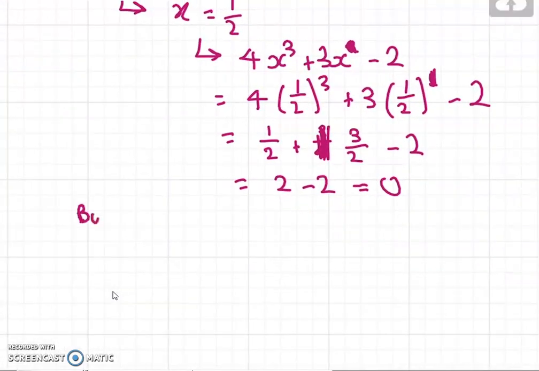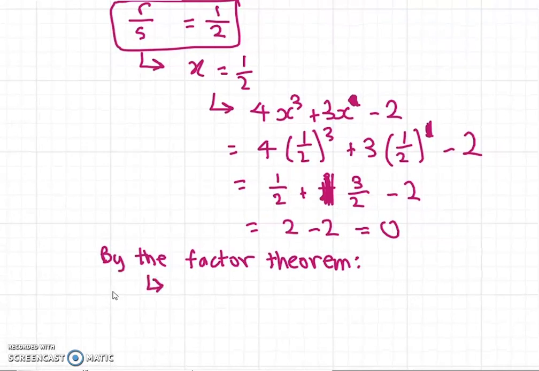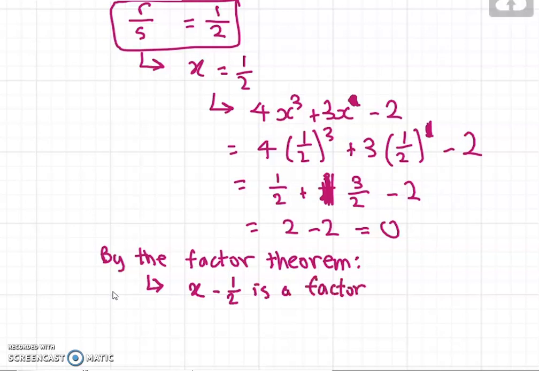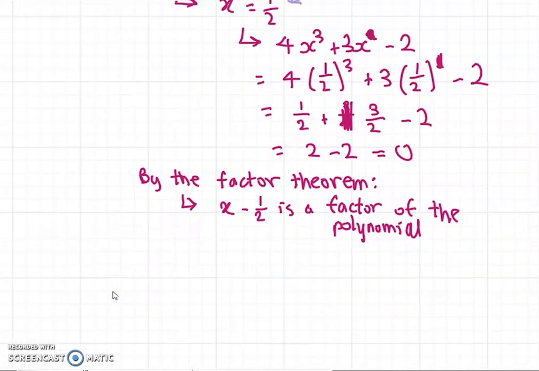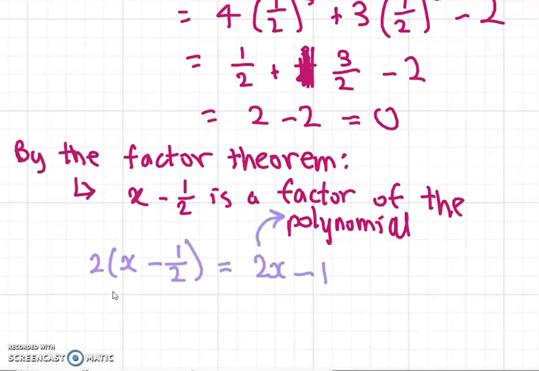And now, by the factor theorem, x minus half is a factor of the polynomial. This is because x equals half is a root, so using the factor theorem, x minus half is a factor. To make it a little more convenient, I'll multiply x minus half by 2 to get 2x minus 1 is a factor of the polynomial as well.